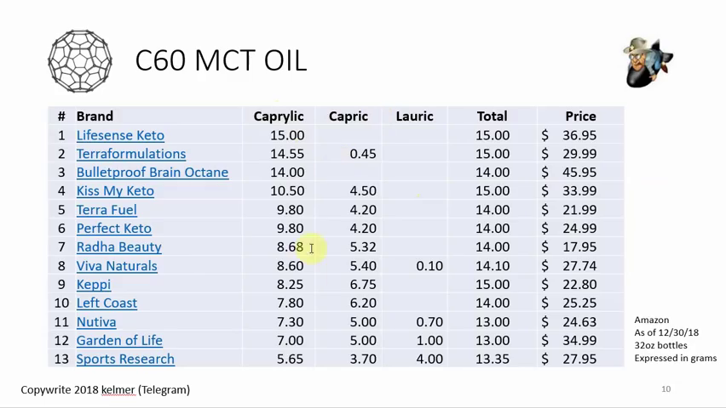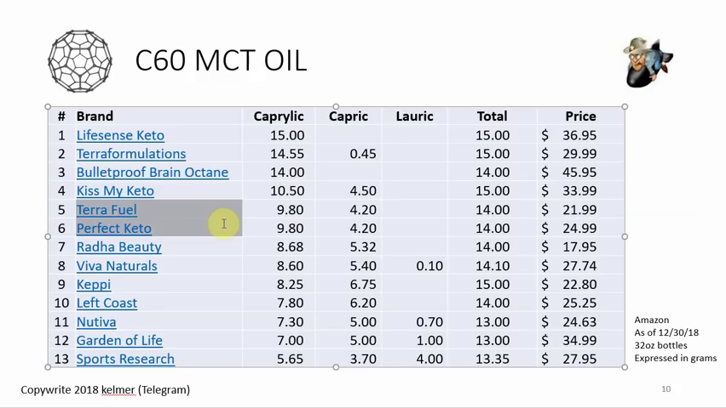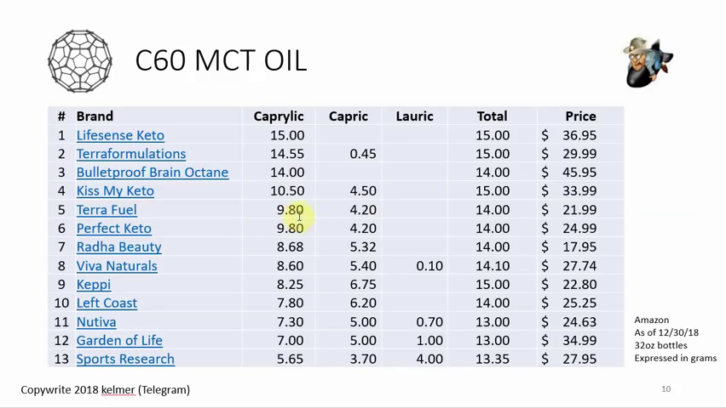So you can see that there's this huge range, and of the first 13 I ran across, there are only 2, these 2 right here, that have the same blend. They have 9.8 grams of caprylic and 4.2 capric, and every single other one of these is different. And I think that's really important to note, that if the best MCT is caprylic, and I arranged it by the amount of caprylic acid, then obviously you're going to want more caprylic acid.